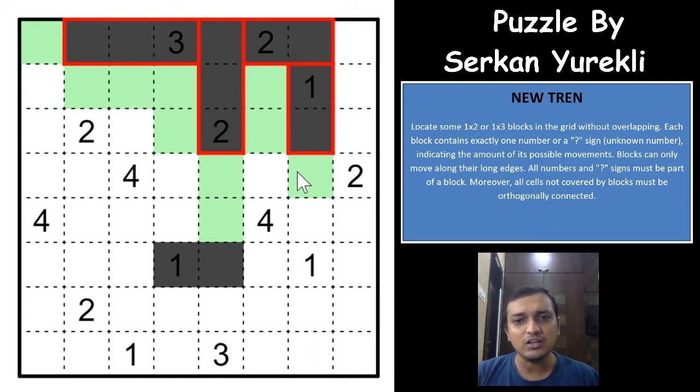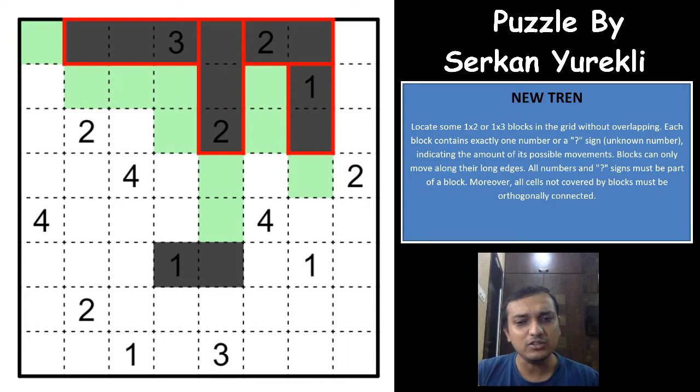The rule says that you need to place blocks of 1 into 2 or 1 into 3 size in such a way that the number indicates the number of possible movements along its longer direction, along its longer side, and all of these unshaded cells. So these green cells are nothing but the unshaded cells. So all of the unshaded cells in the grid will have to be connected to each other, right?